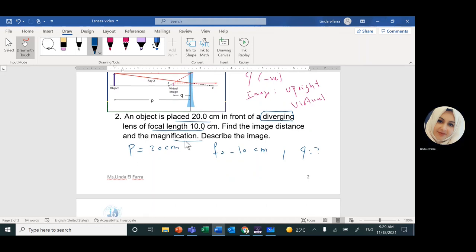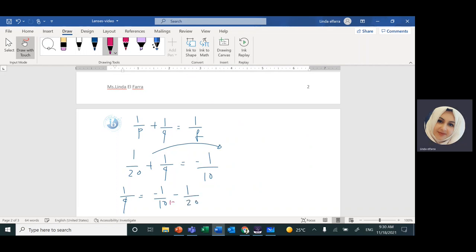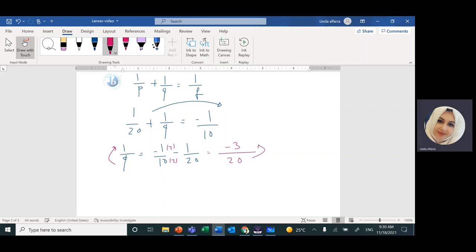So the equation, the lens equation, 1 over P plus 1 over Q will equal 1 over F. P is 20, so 1 over 20 plus 1 over Q equals F, which is negative, so negative 1 over 10. Take this to the other side. So 1 over Q will equal negative 1 over 10 minus 1 over 20. Multiply here by 2. So I'll have 20 in the denominator, negative 2, negative 1, negative 3 over 20. Flip. So Q will equal negative 20 over 3, which gives me negative 6.67 centimeters.